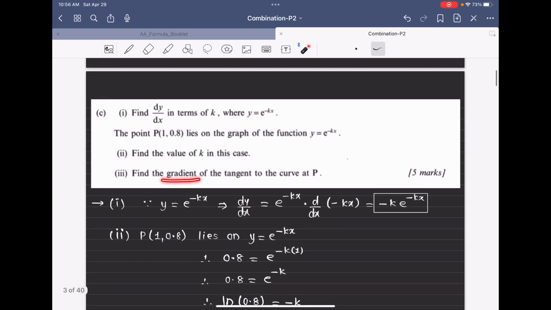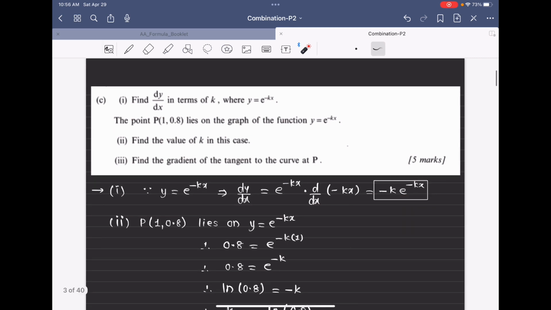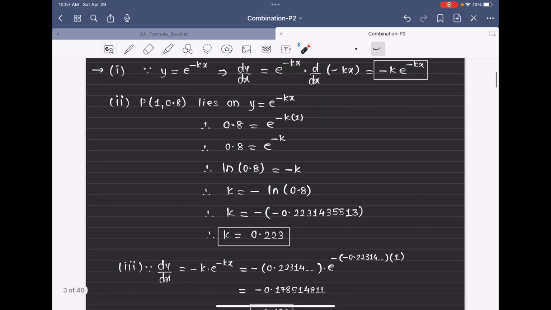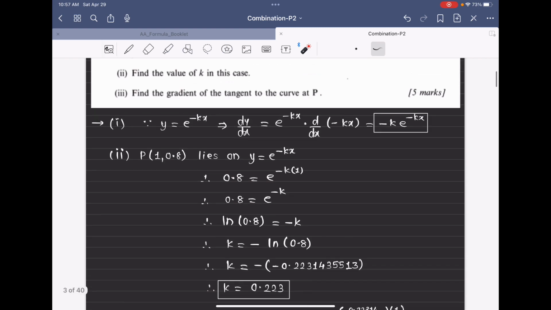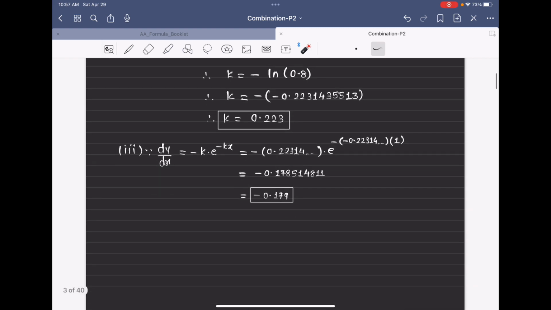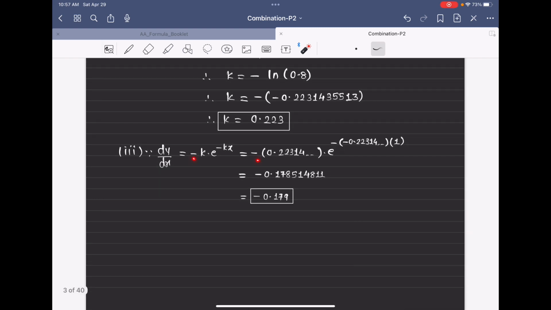Last part, find the gradient of the tangent to the curve at P. Gradient we already know. Now at P means what? The x value is 1, and we know the k value is this value. I'm not using a rounded off value. So minus k into e raised to minus kx, we already found out. Substitute the value of k, that is minus this as it is. K value is 0.22314. E raised to minus of minus 0.22314, and the x value is 1.